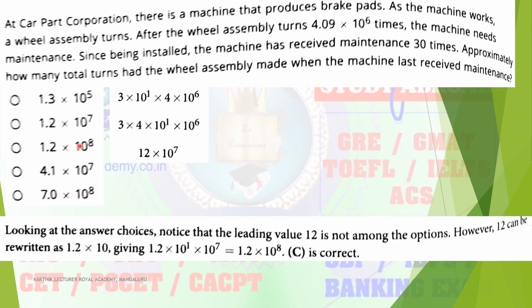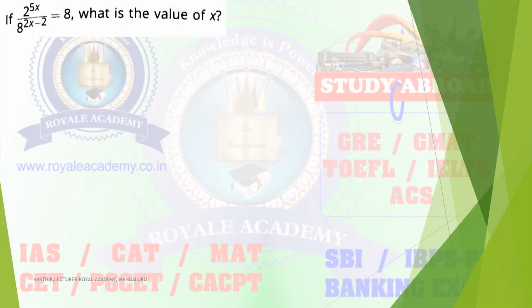So that many assembly wheel turns happen after the 30th maintenance of the car. I hope all of you understood. If you have not understood, please refer to the books or else contact me directly. Okay, option C is correct. Next question.